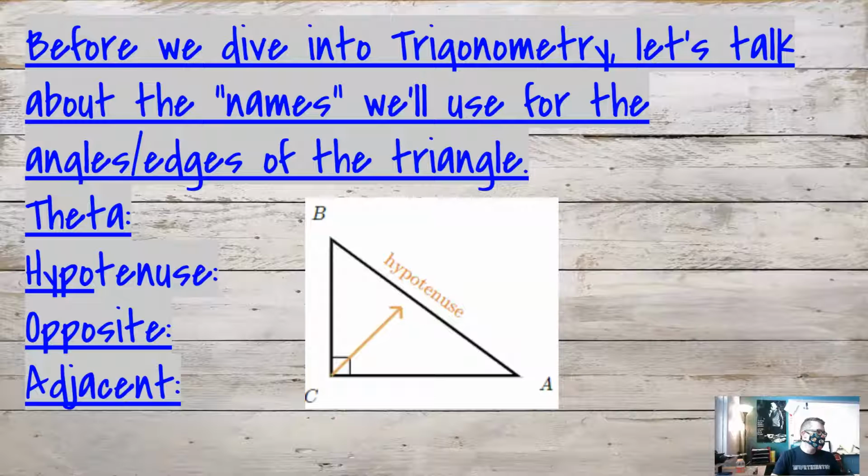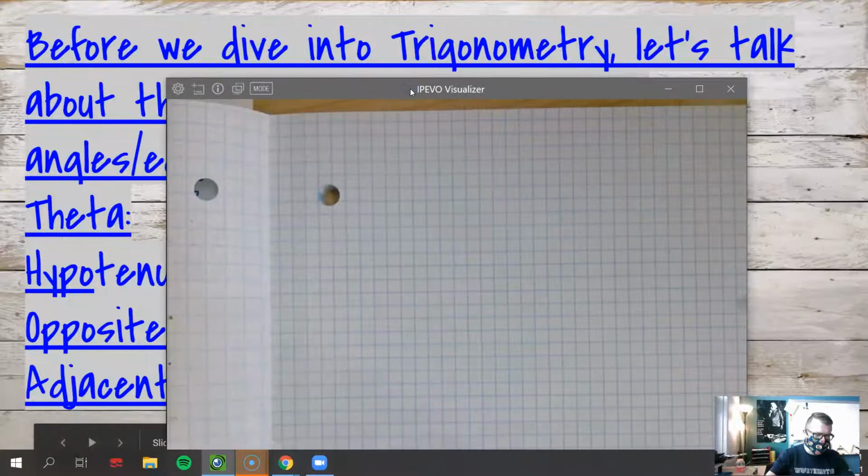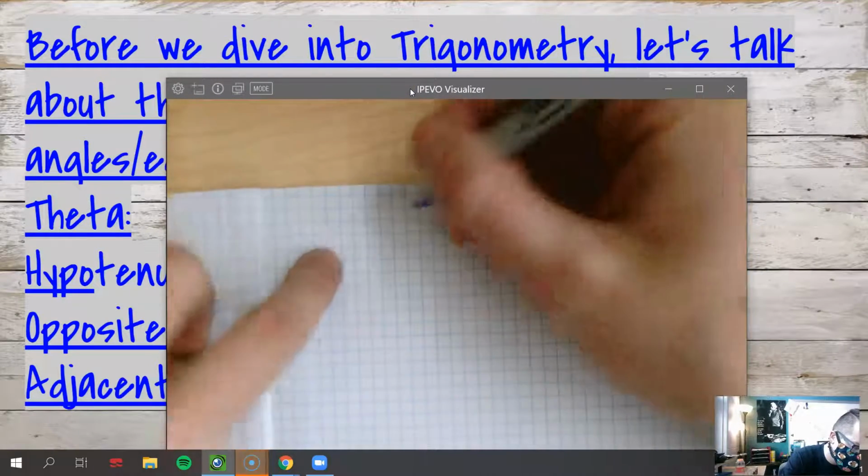But then we start talking about sides that are opposite and adjacent. So what I want you to do is head your paper with trig ratios. Or you can write out the whole word trigonometric if you really want.